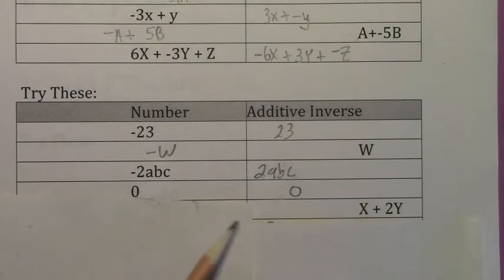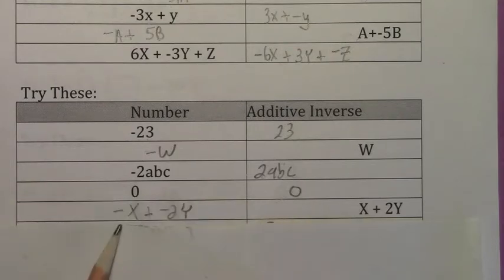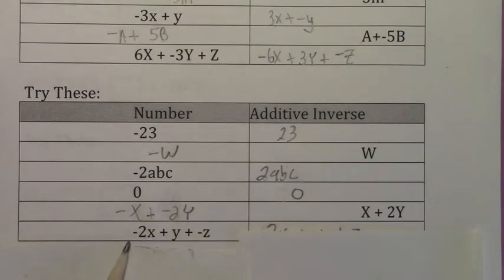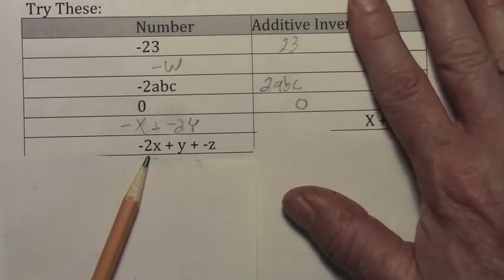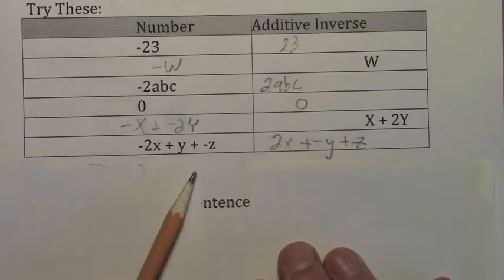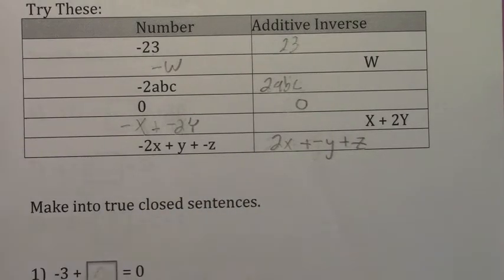What do you add to x plus 2y to give 0? What's the additive inverse? This is the additive inverse of what number? The answer would be negative x plus negative 2y. Now remember, you can always check, right? If you add this plus this, you should always get 0. What's the additive inverse of this number? Each term has to add up to 0, so you'd get 2x plus negative y plus c. There you go.